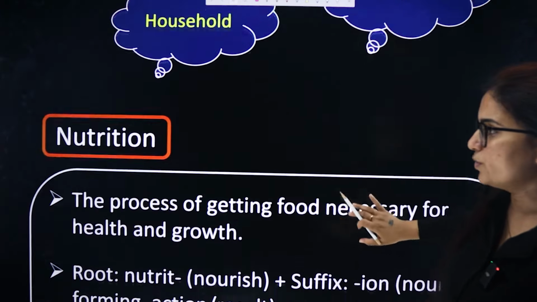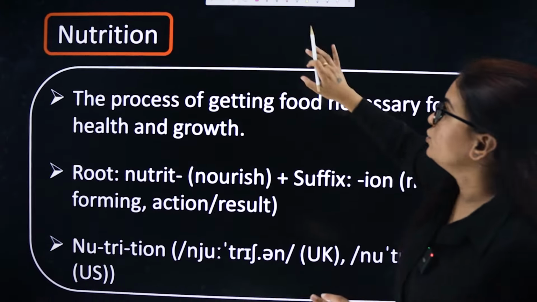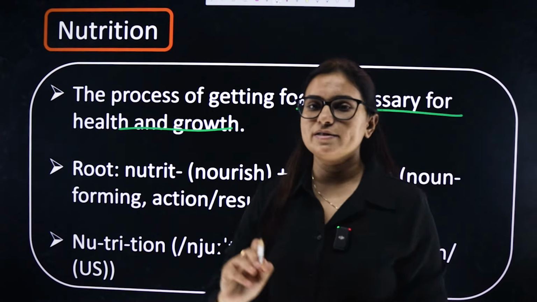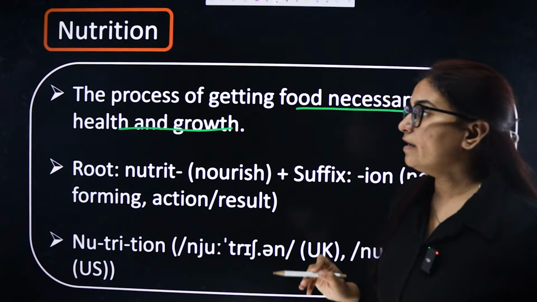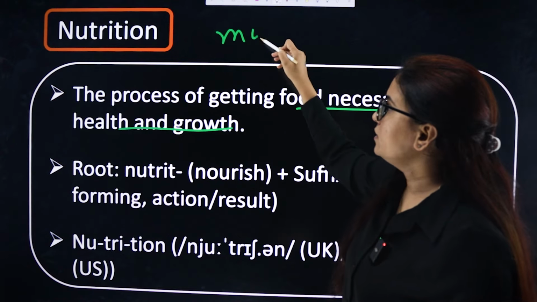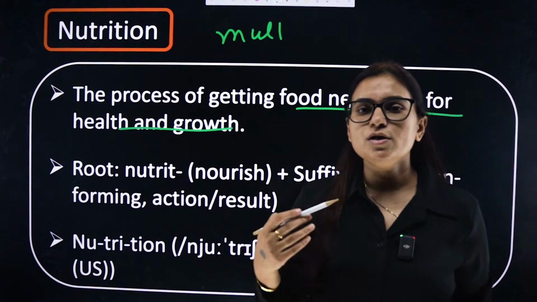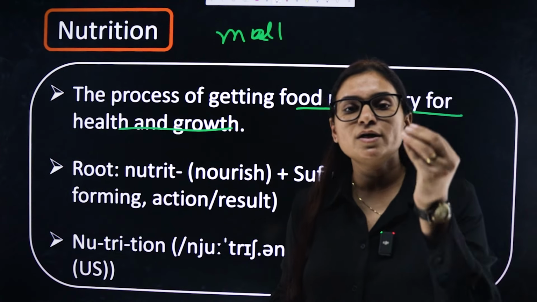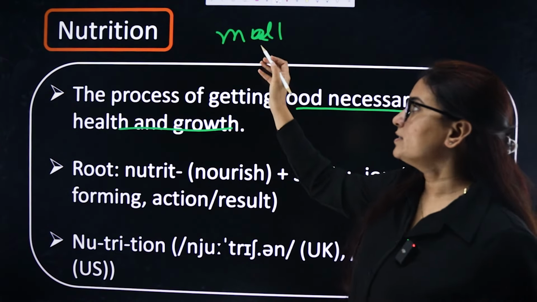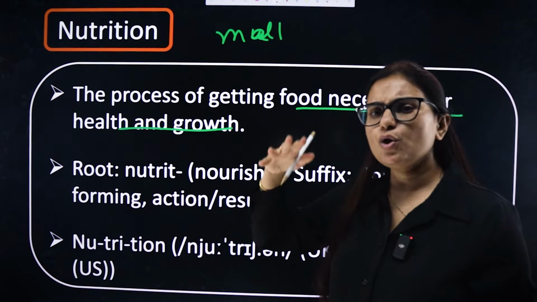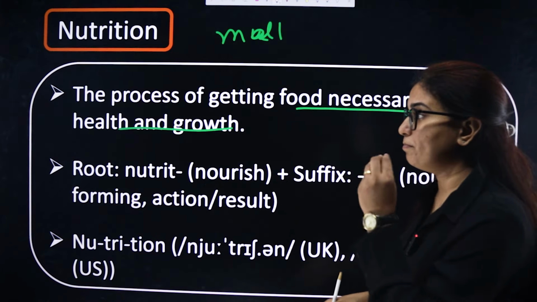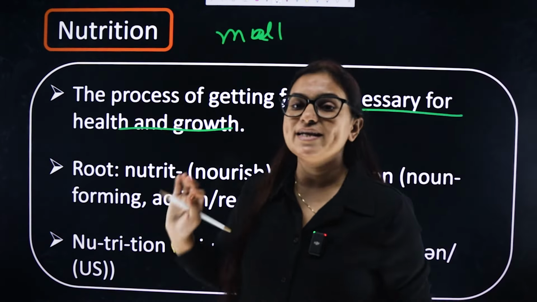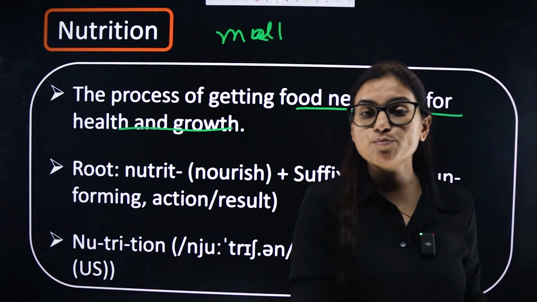Let's look at the next word. We have nutrition. Nutrition is the process of getting food necessary for health and growth. You might have heard a word called malnutrition. When people do not get proper food to be healthy, it is called malnutrition. But if you get proper food necessary for health and growth, you are getting enough nutrition, or proper nutrition.